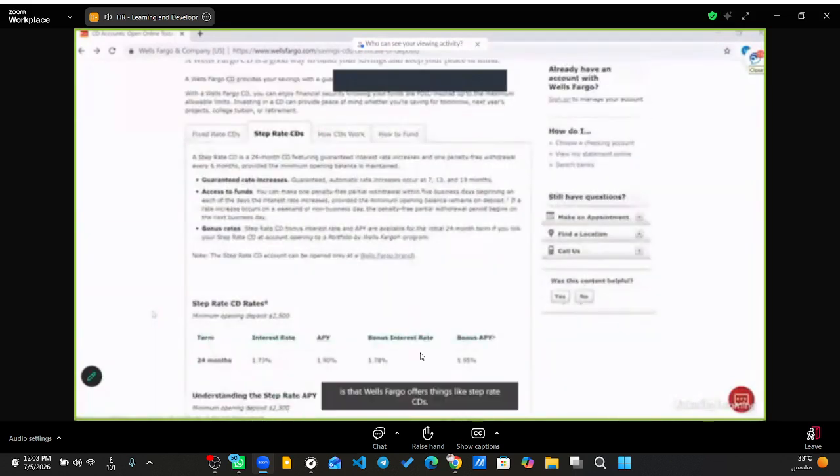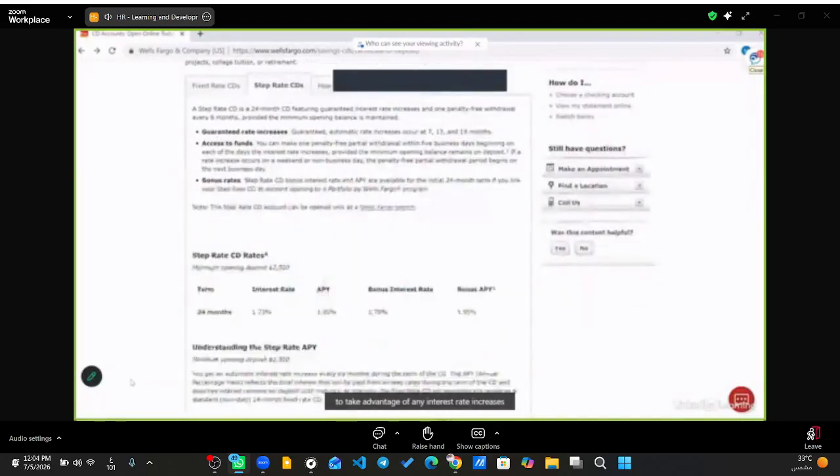Now, the other nice feature is that Wells Fargo offers things like step rate CDs. Step rate CDs offer a guaranteed interest rate, in this case 1.73%, but if interest rates rise over time, then you get the opportunity to increase your rate over time in the future. And so this offers an attractive opportunity to take advantage of any interest rate increases that occur in the future. This is a great product then for people that think interest rates are going to rise over time.